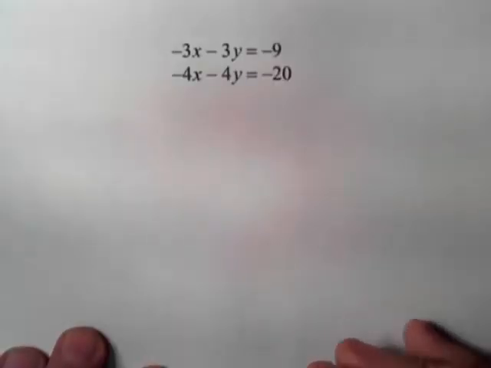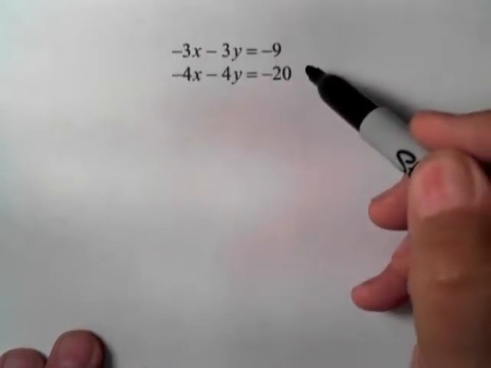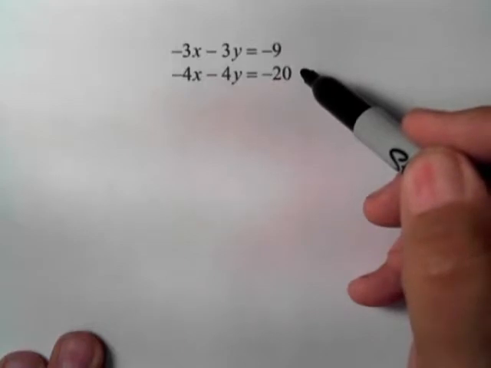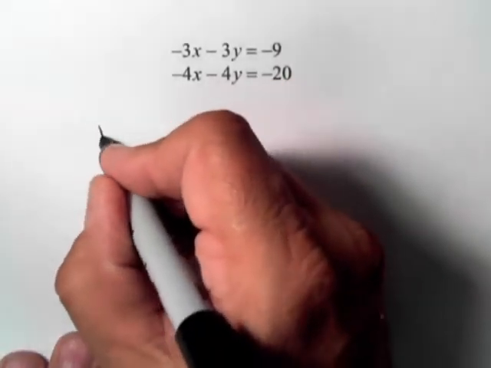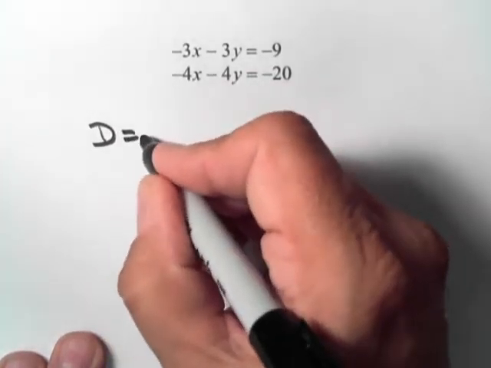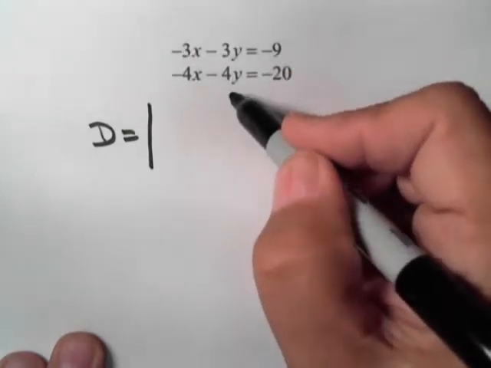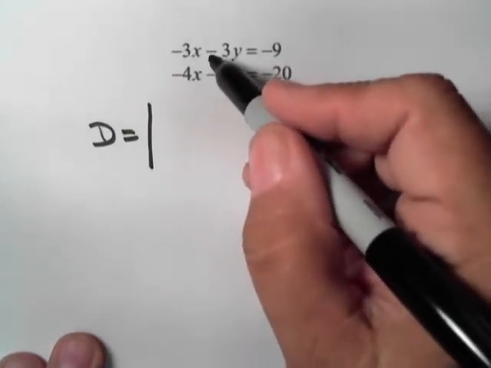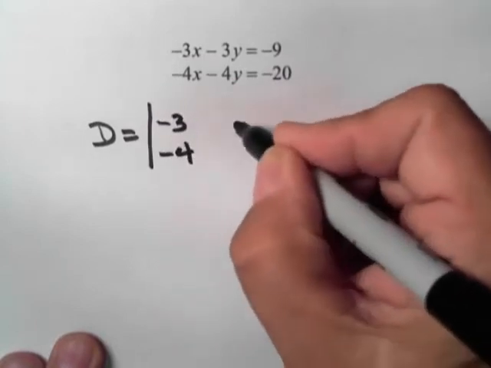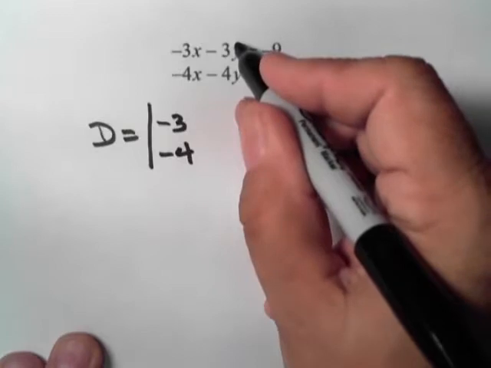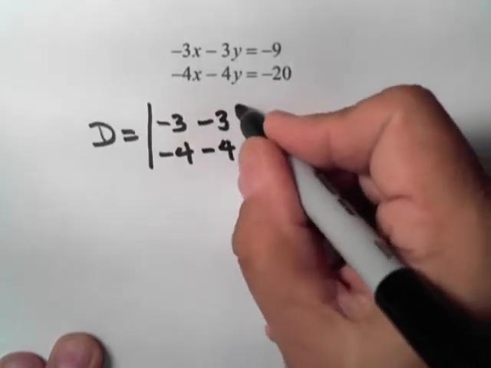Here's one last example to look at, and it's already in standard form. Everything's lined up, so we can go directly to getting our first D determinant. So here we are. Remember, with the D, you just grab the coefficients of the x's and y's. So I've got -3 and -4 and -3 and -4.